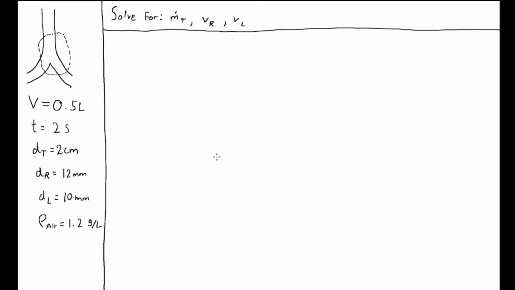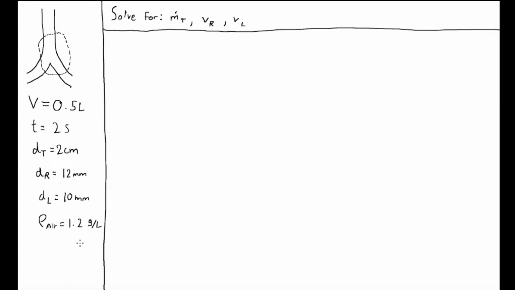So to solve this problem, we're going to switch to a simplified model. So here's the trachea and two bronchi, and we drew a system boundary around the parts we're concerned with, because we're only solving for mass flow rate of trachea, which is this part, and the air velocities through the right and the left. Here are our knowns written down here.